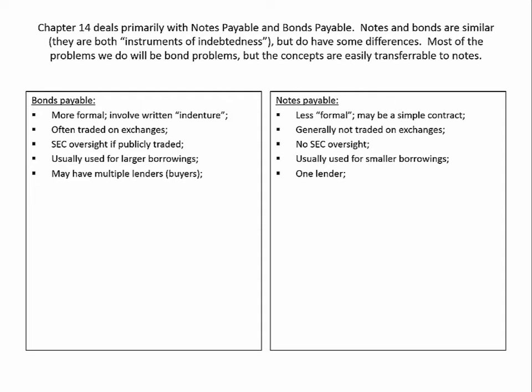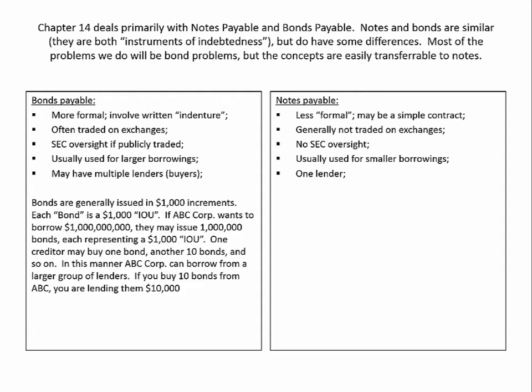Bonds payable tend to be used for larger borrowings. Notes payable tend to be used for smaller borrowings. And tied in with that, bonds payable may, but it's not required, have multiple lenders. Notes payable tend to only have one lender. Bonds are generally issued in $1,000 increments. Each bond is essentially a $1,000 IOU. So if a corporation wants to borrow $1 billion, they would issue 1 million bonds, each representing a $1,000 IOU.